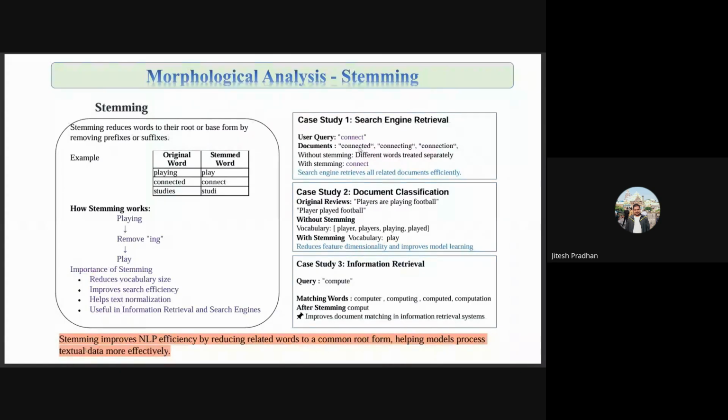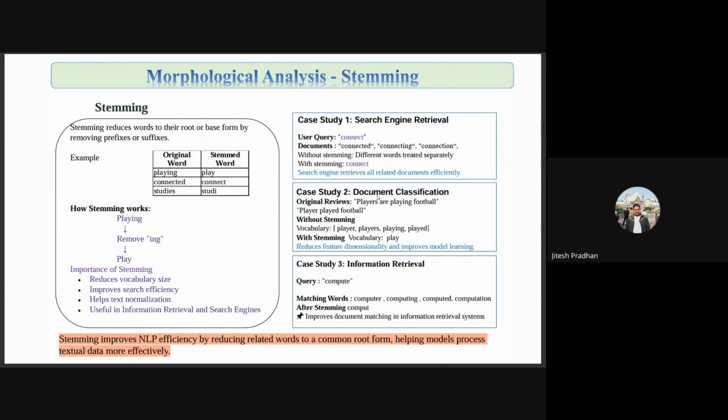When we stem these words down into their root form, it will be a single root, connect. In this case, ing will be removed. In this case, ion will be removed, and it will be connect. So all these three words will have the same root form, the same stemmed word. With stemming, it will be connect, and now we can match it. So it will be highly similar. That's why it helps search engines in information retrieval.